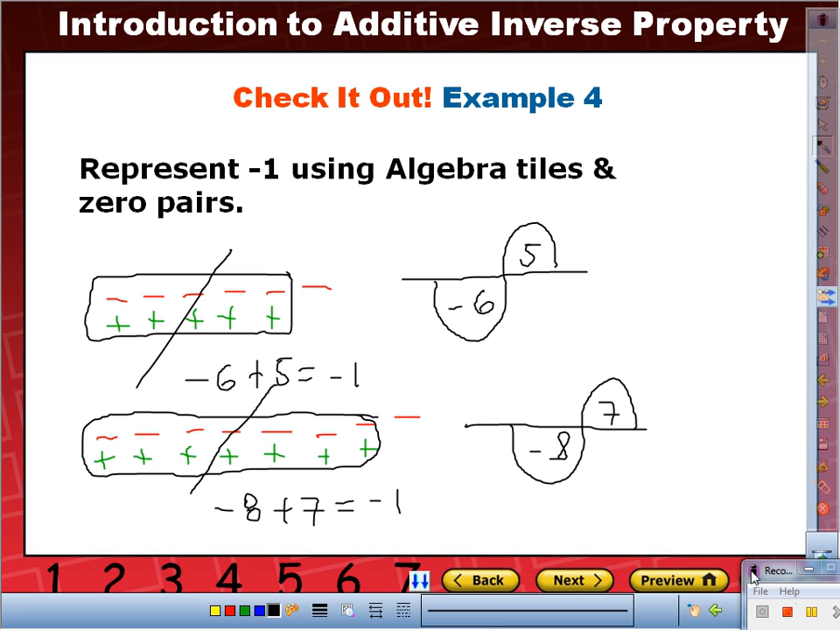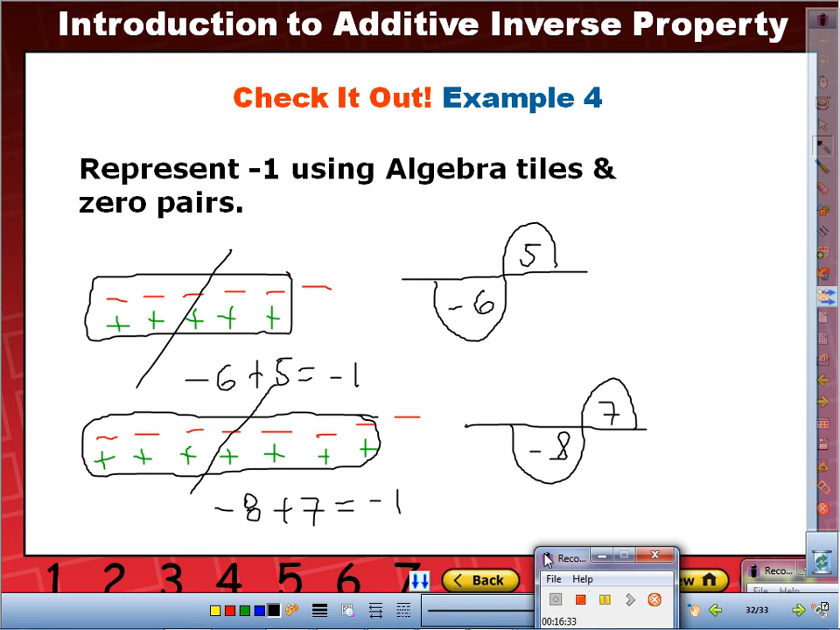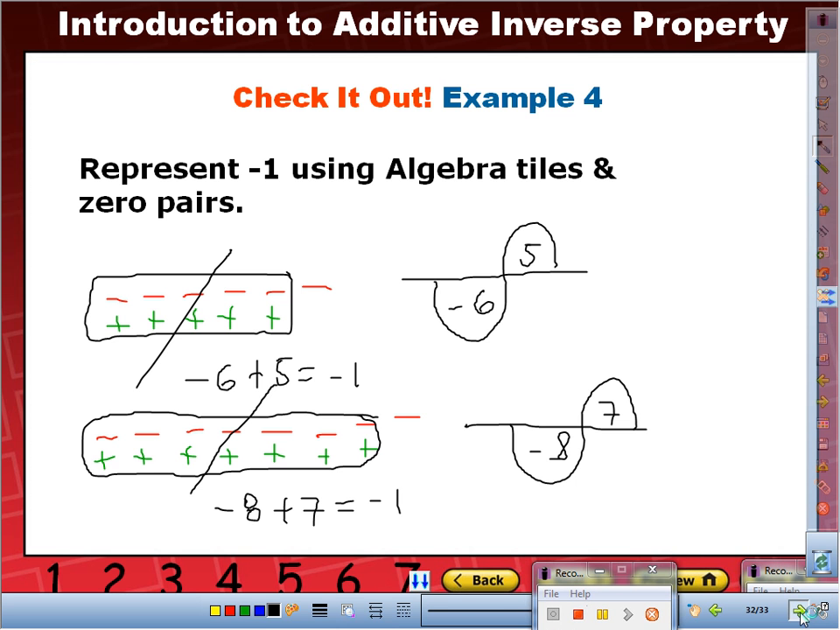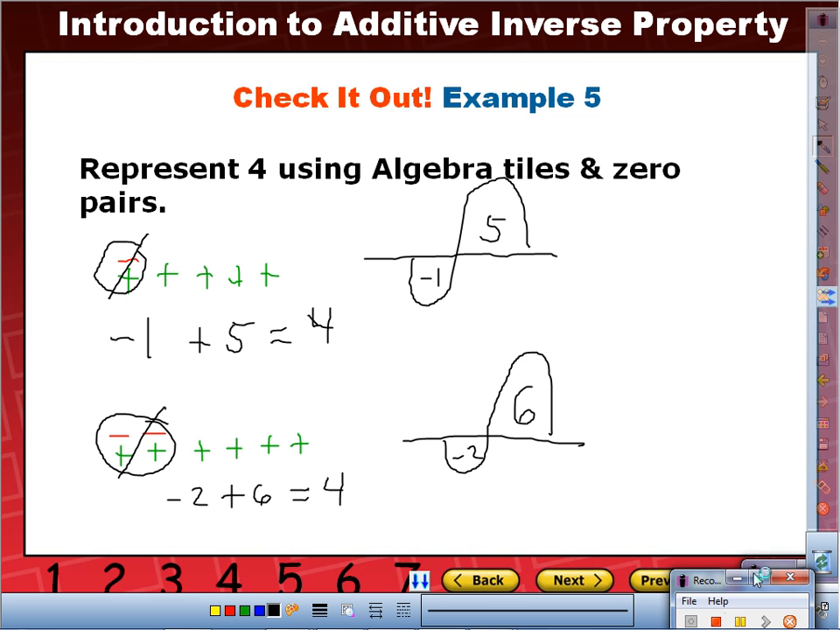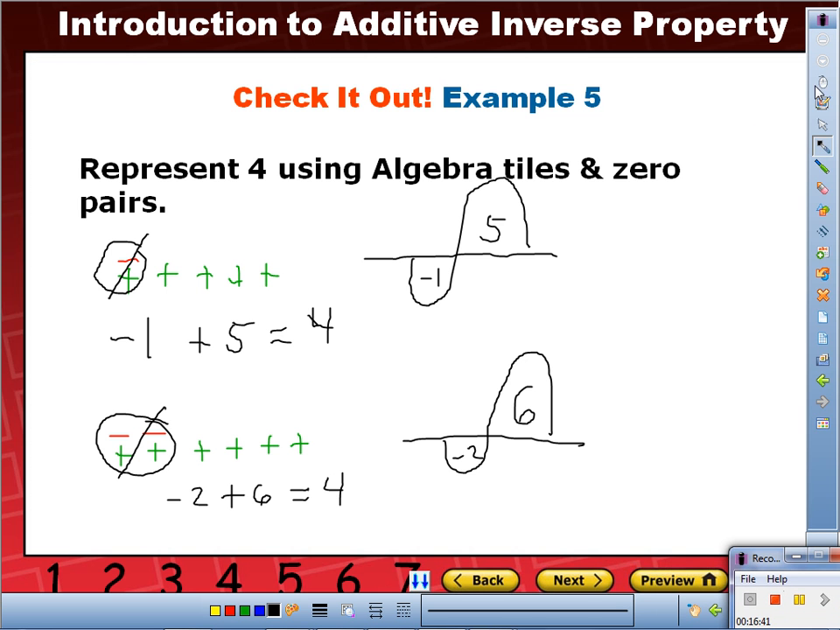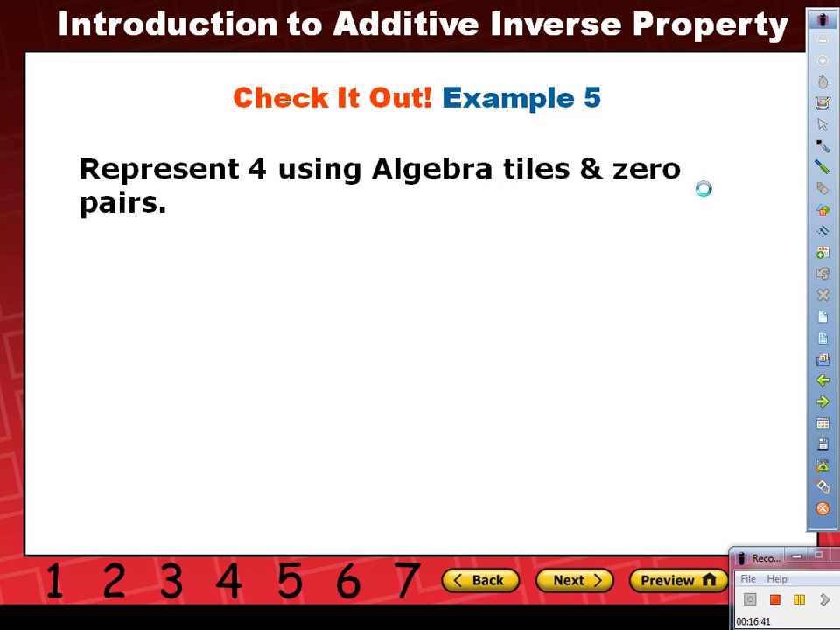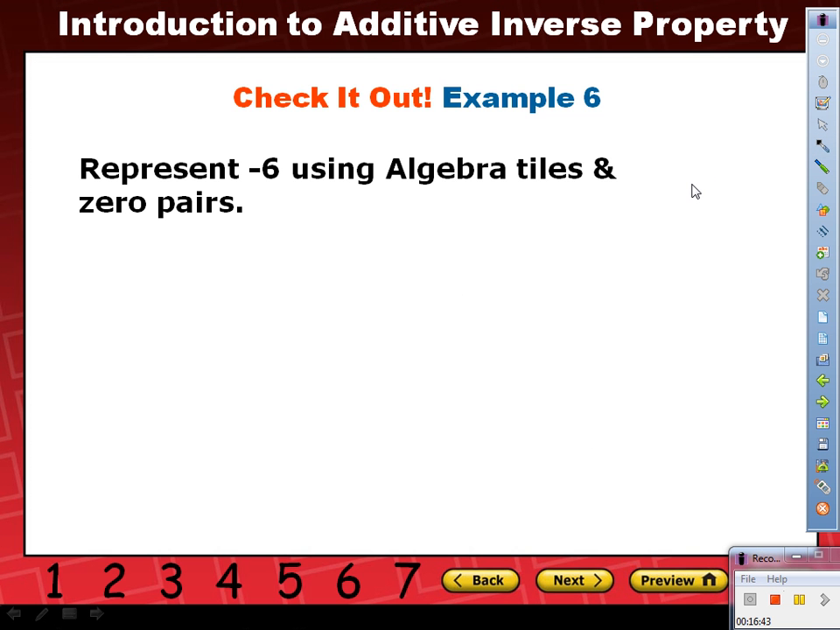So now check this out. For this next one, example number 6, this is the last one of these. Copy that one. And it says represent negative 6 using algebra tiles and zero pairs. This is just so that you can have enough practice of these. And make sure you have your tiles in front of you. Draw your picture. And agree on what you come up with. Go.